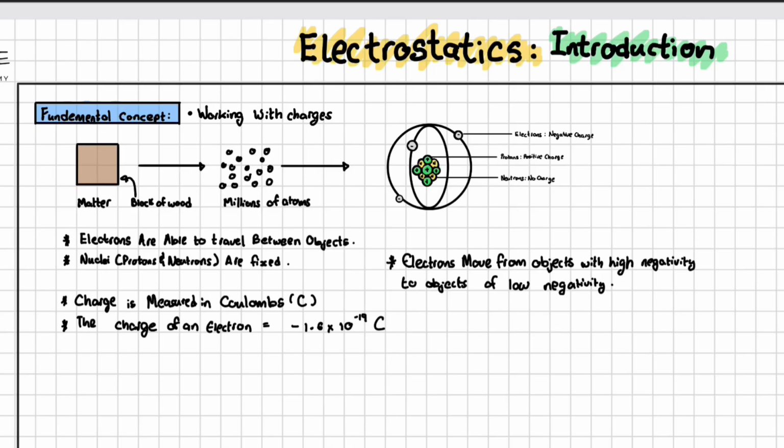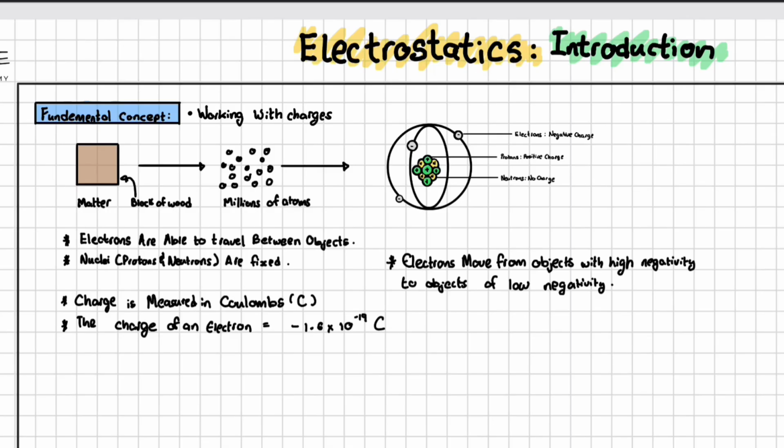An important factor to take note of is that the universe around us likes to be neutral. It's going to move in such a way, or it's going to effect change in such a way, that tries to bring neutrality or stability to whatever it is we're working with. So the nucleus of atoms, which are made up of protons and neutrons, are fixed in matter. They are unable to move from one object to another. And electrons have the ability to freely move.